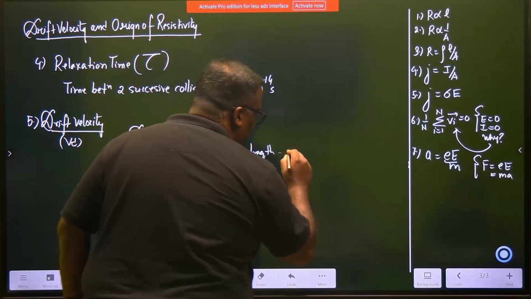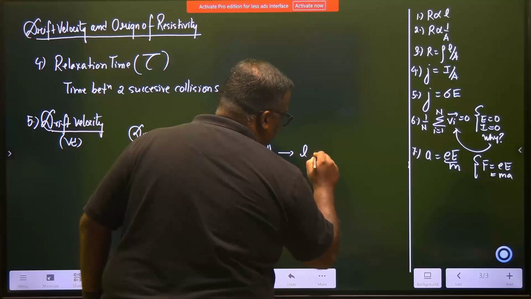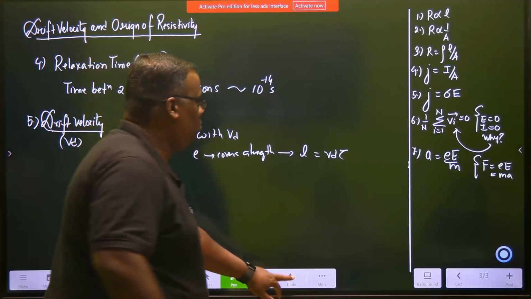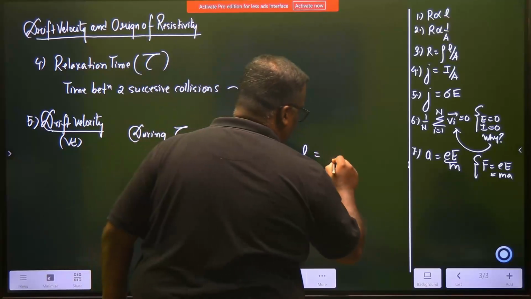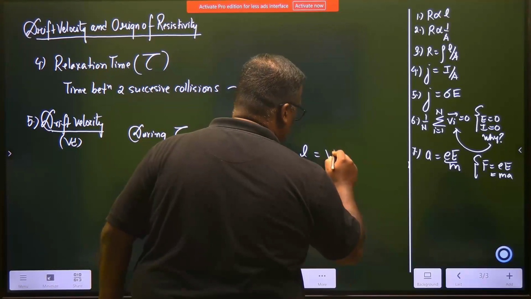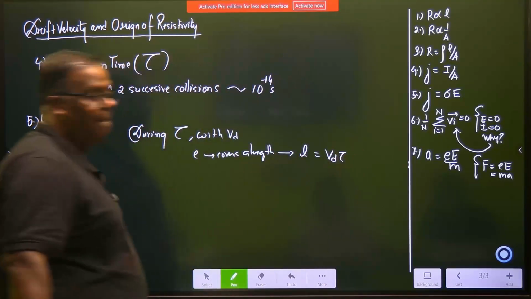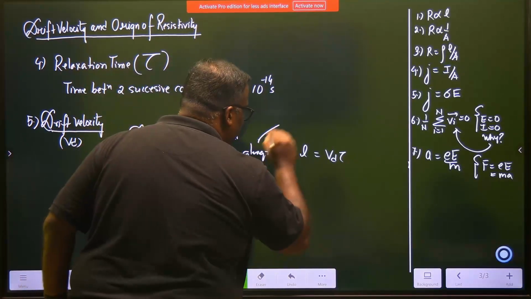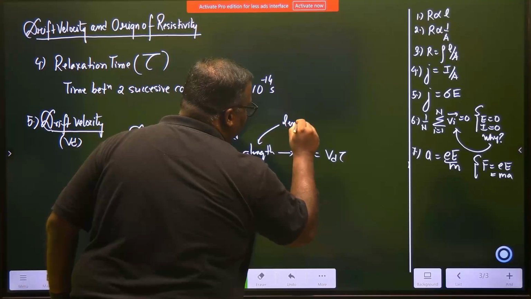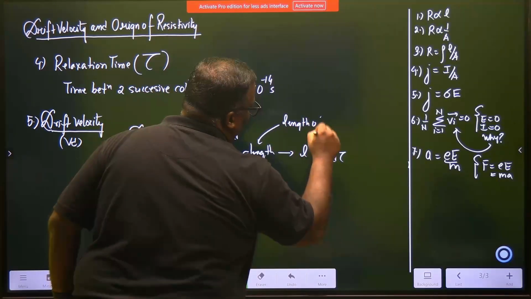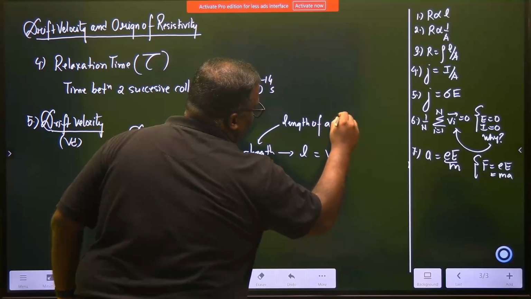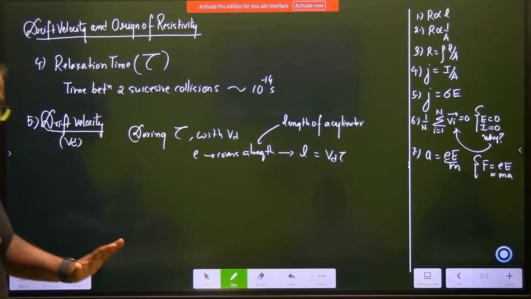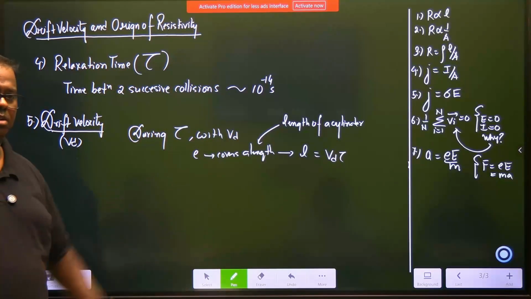Electron covers a length L, which is equal to Vd into tau. Do you agree or not? Vd into tau. And let me assume that this length is the length of a cylinder. Achha sir, why did you take the length of a cylinder? Hang on, then only you will understand, and then you write.